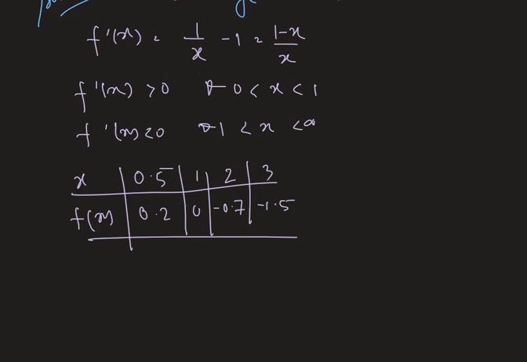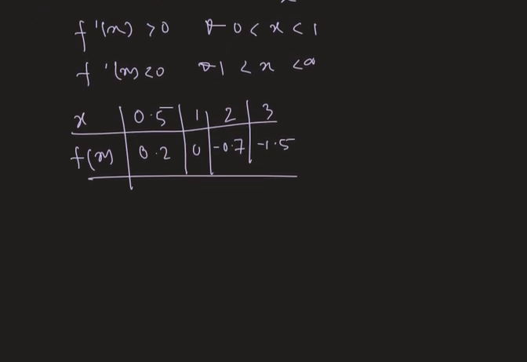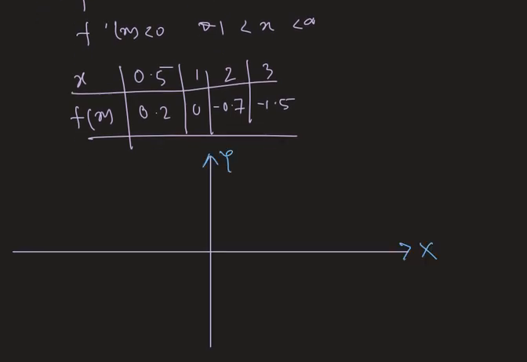This table helps us to find the way to draw the graph on the x and y axis. So this is the required axis, and as we can see from this table, if x is between 0 and 1, suppose this is 1 on the x-axis, then the slope of f(x) is positive.